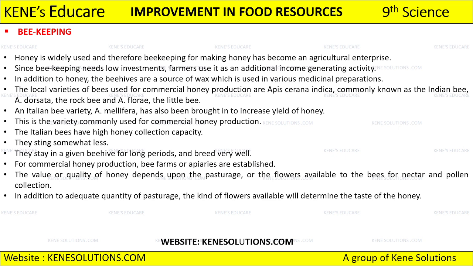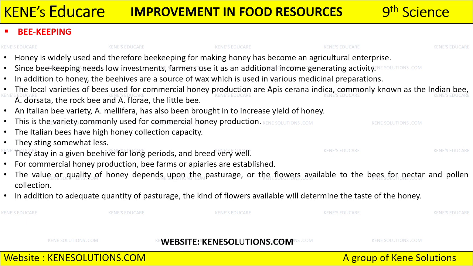In addition to honey, beehives are a source of wax, which is again used in medicinal preparations, right? Then we have local varieties of bees which are used for commercial honey production. These are Apis cerana indica, also known as the Indian bee. Then we have A. dorsata, which is the rock bee, and A. florea, which is the little bee. These are some of the local varieties of bee which we use for production. Okay, we have an Italian bee variety which is known as A.